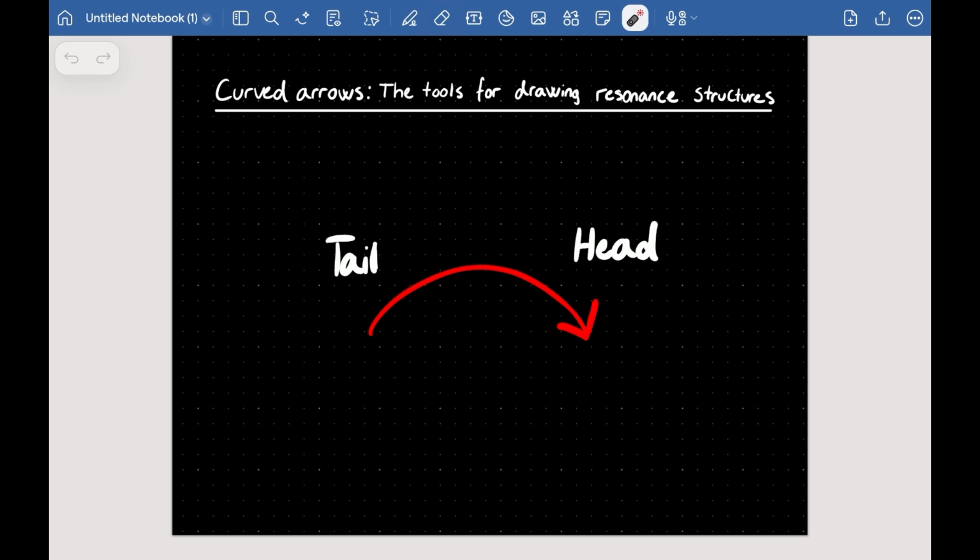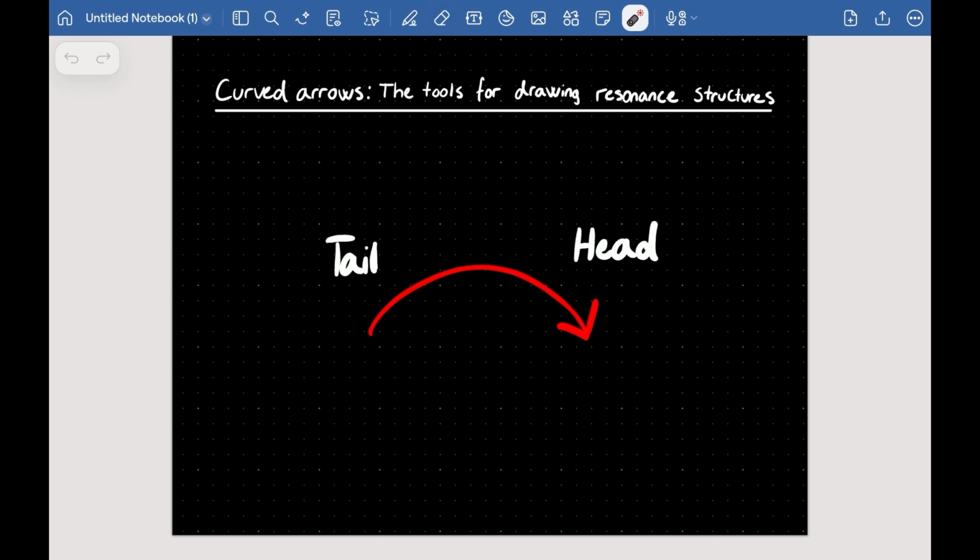Curved arrows. Now, here's where people get confused. So listen closely. These arrows do not represent an actual process. Electrons are not moving. Nothing is happening in real time. This matters because later in the course, you'll use curved arrows for reaction mechanisms. And those arrows do show electron flow.